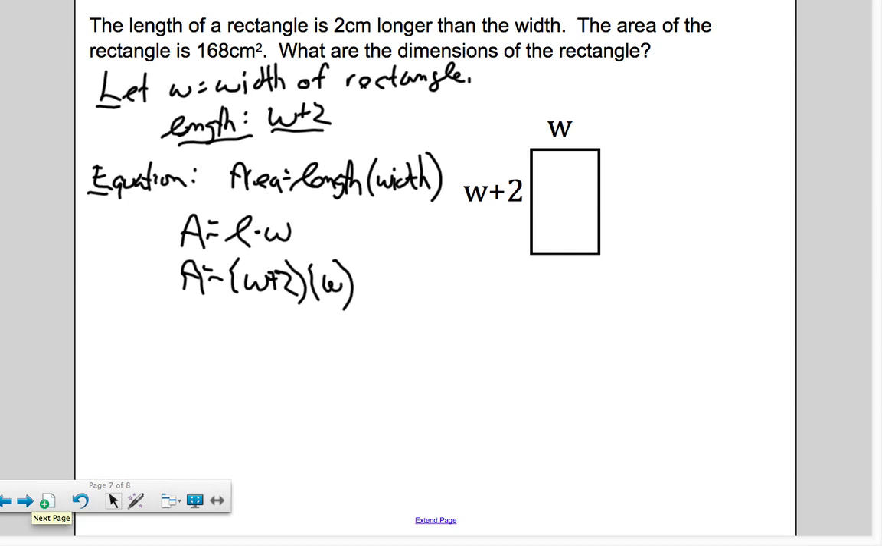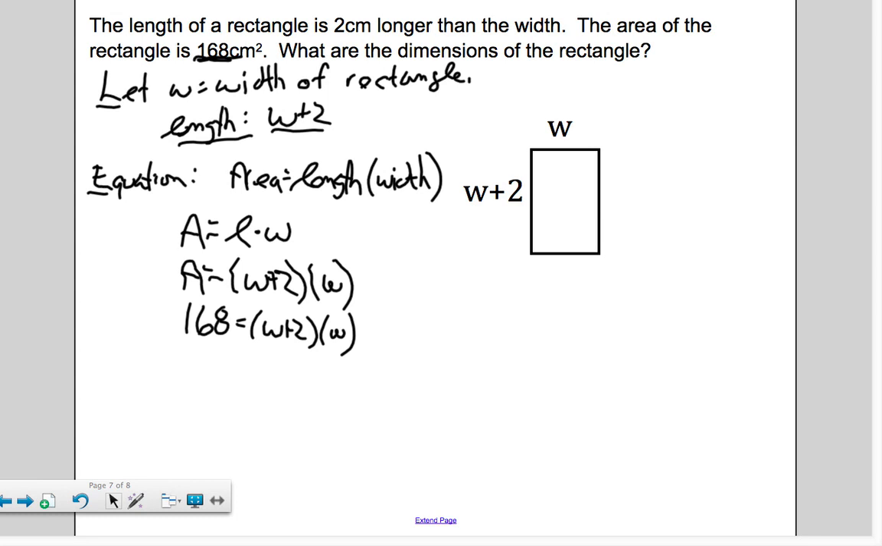But what is our area? Do we know the area? We do know the number. So we have 168, which is our area. It's equal to W plus 2 quantity times W, right? Derive this by figuring out the area of a rectangle, length times width. But there was a relationship in the question between length and width. That relationship was the length was 2 centimeters longer, so W plus 2.